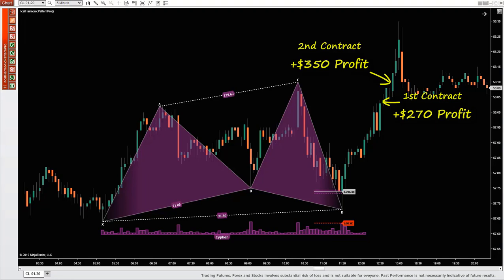And you see it's a super quick trade. We cash in on the first $270 profit target in less than an hour. And we pick up a $350 profit target less than 20 minutes later for $620 before we finish our morning coffee.